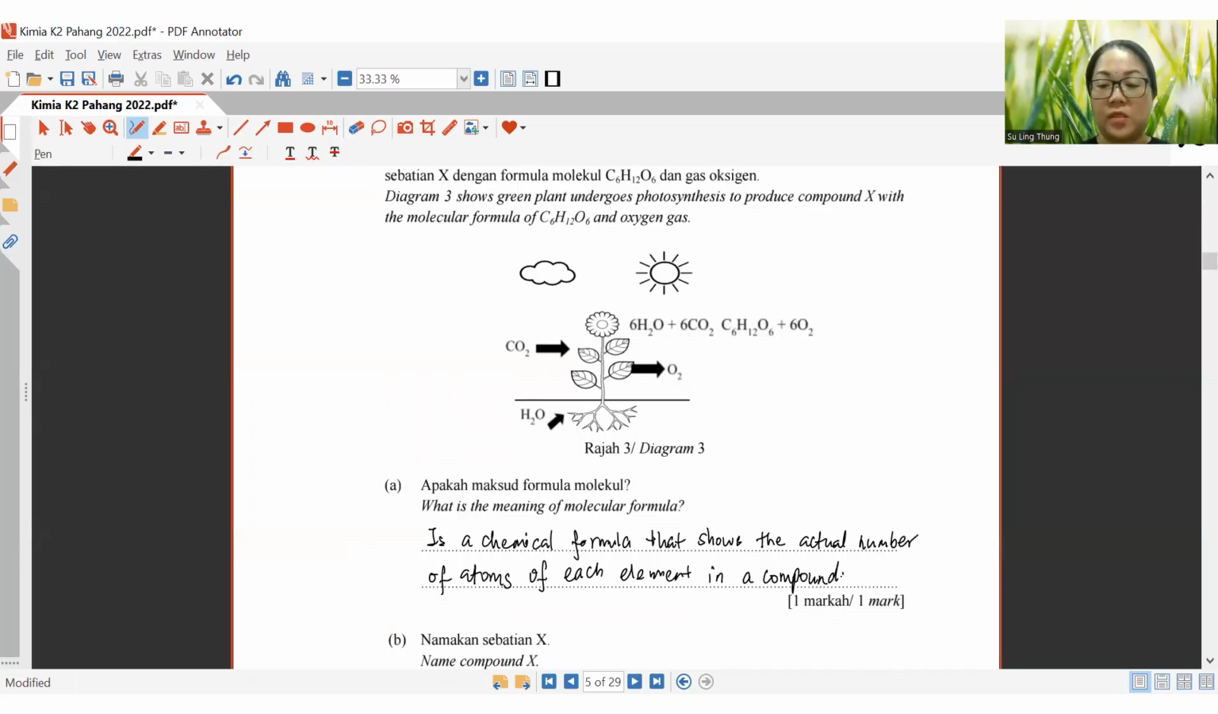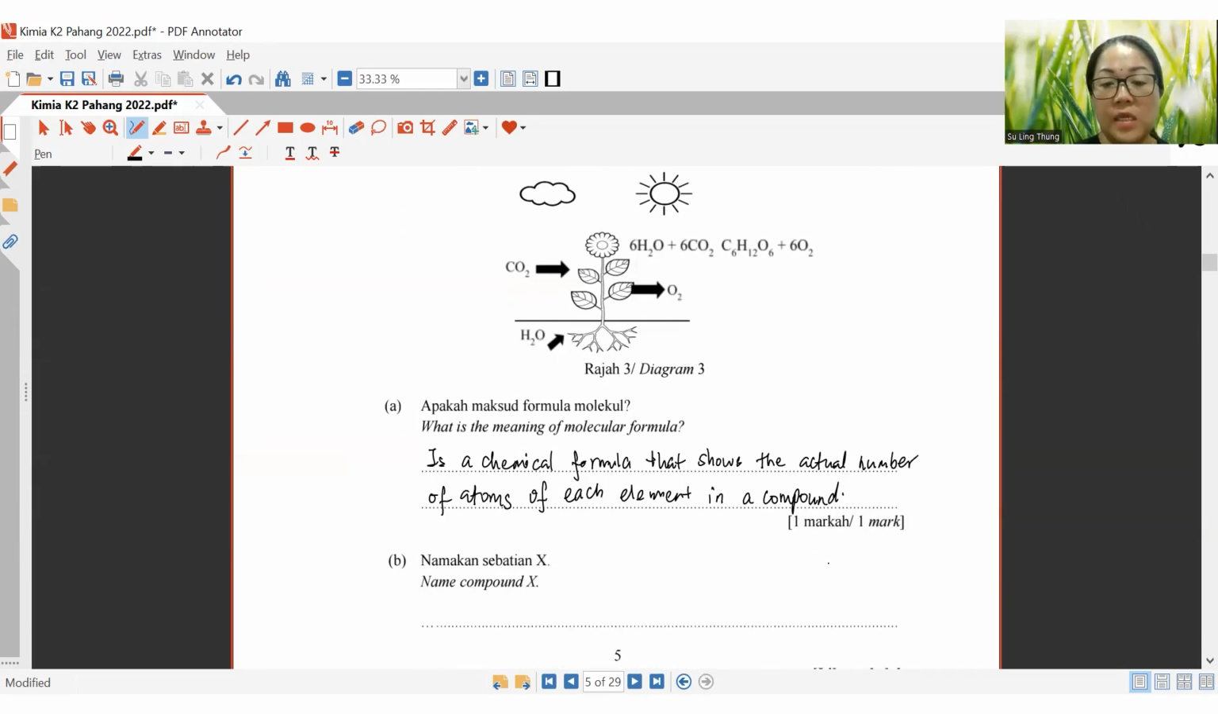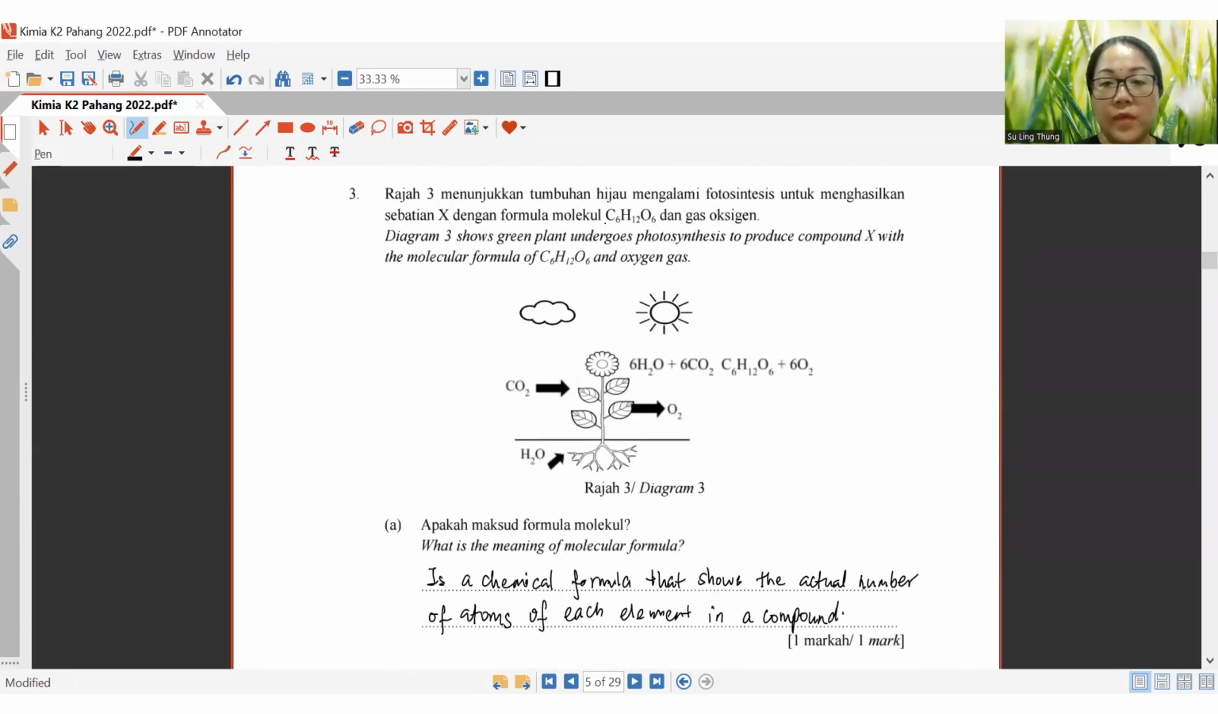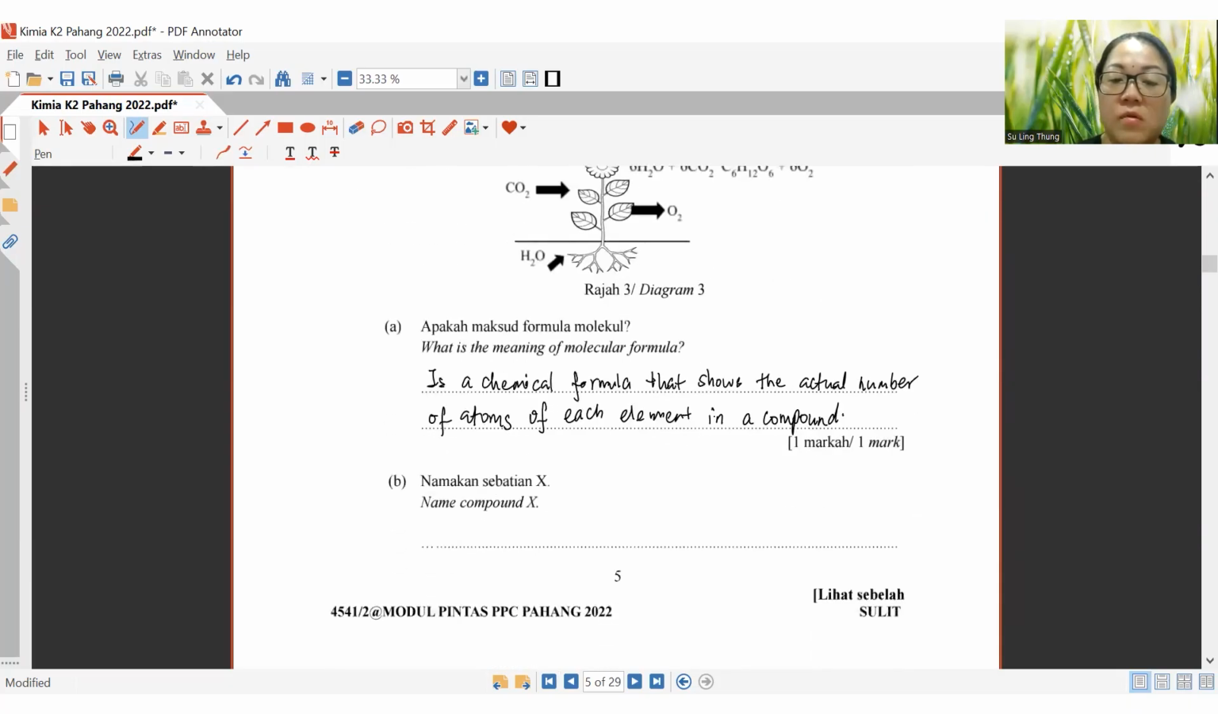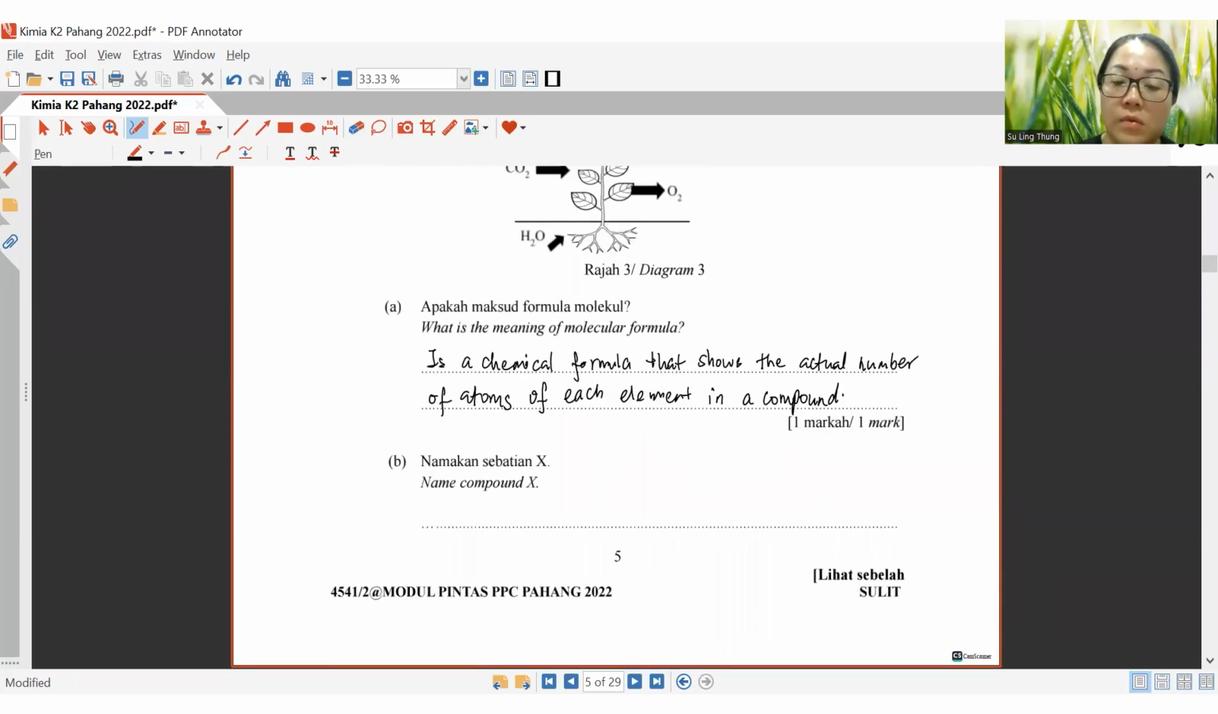You must be careful because when it comes to definition questions, it must be a really complete definition, otherwise marks will not be awarded. Now next, name compound X. Photosynthesis produces compound X with molecular formula of C6H12O6, this is basically glucose, a sugar. That's the product of photosynthesis, and this is the food for the plants.